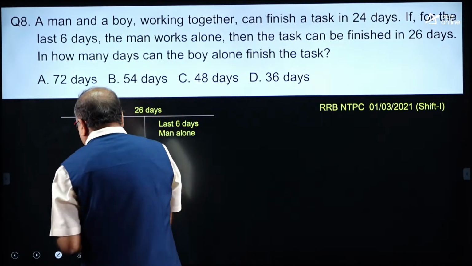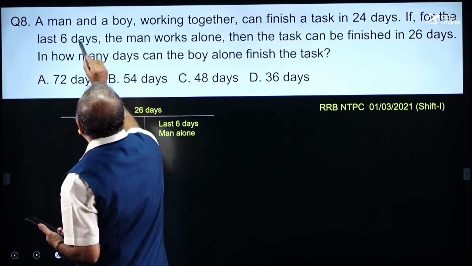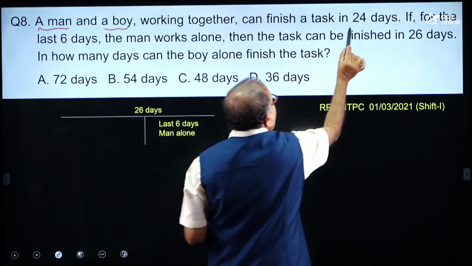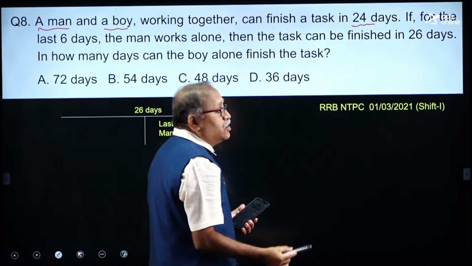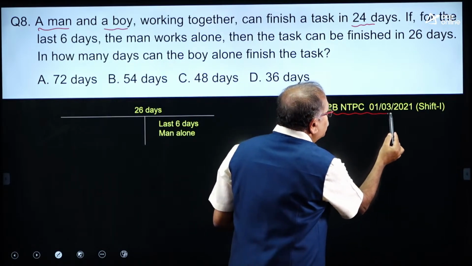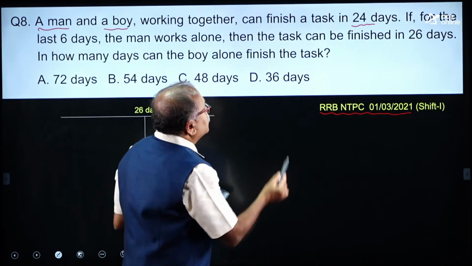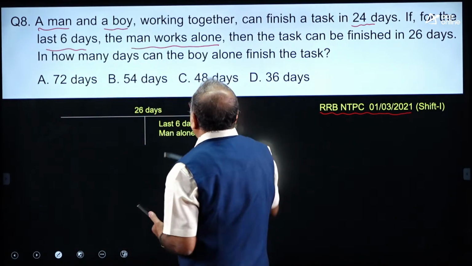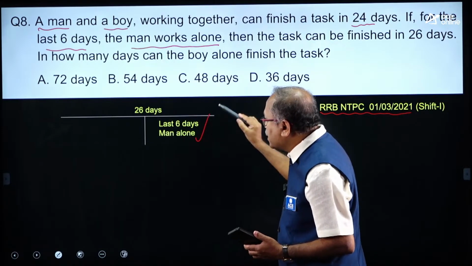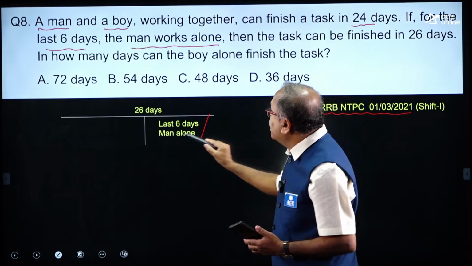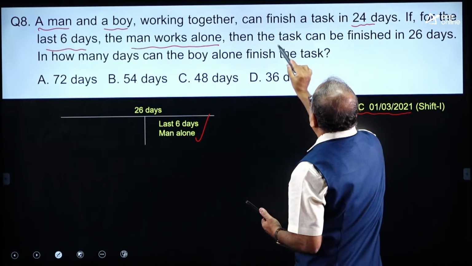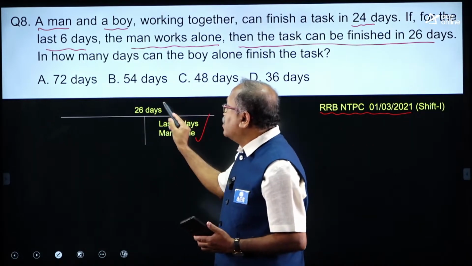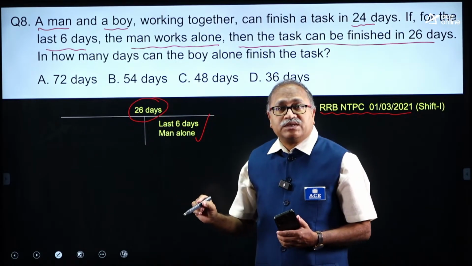Look at this. What is the question here? A man and a boy working together can finish the task in 24 days. Look at this one. This is also again from the RRB NTPC of 2021. If for the last 6 days the man works alone, then the task can be finished in 26 days. The whole task is completed in 26 days.